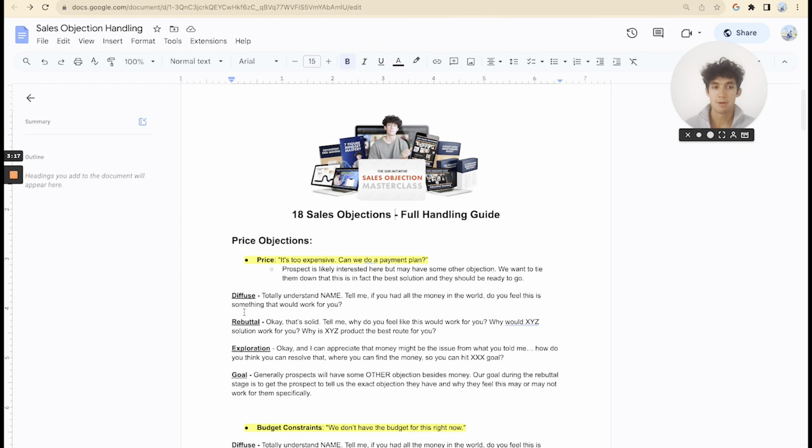So right here, I will say something like, totally understand, name. Tell me, if you had all the money in the world, do you feel like this is something that would work for you? Most of the time when a prospect says it's too expensive, it's really some other objection that may be holding them back from getting started, whether that's trust, whether they don't fully understand the mechanism, or whether they have to talk to their partner or spouse. So right here, we're tying them down. Hey, do you feel like this is something that would actually work for you? Now, if they say yes, I'm going to say, gotcha.